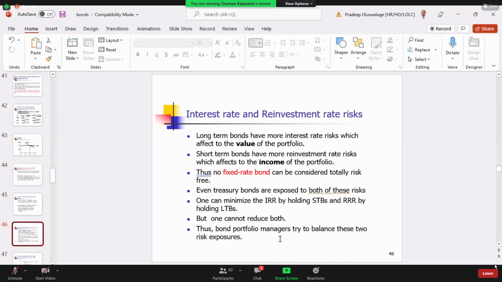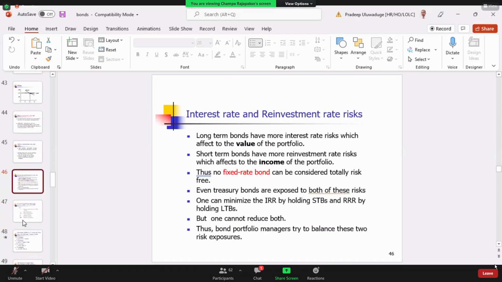Thus, bond portfolio managers try to balance these two risk exposures. In their portfolios, they will hold short-term bonds as well as long-term bonds in order to manage both these types of risks.